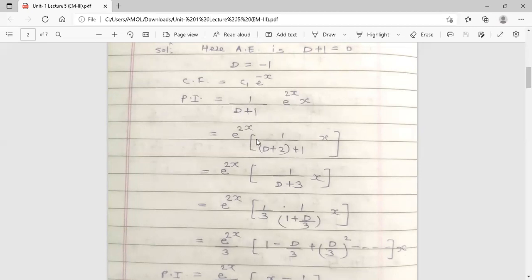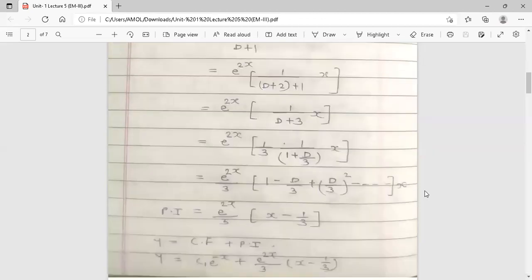So in the next step, e raised to 2x as it is. Replace D by D plus 2, plus the remaining term 1 as it is, and x as it is. Now simplify this D plus 2 plus 1. If we solve this bracket term, we get the next term, 1 upon D plus 3 into x, and e raised to 2x as it is. Now the term e raised to 2x stays as it is. Now solve for v.